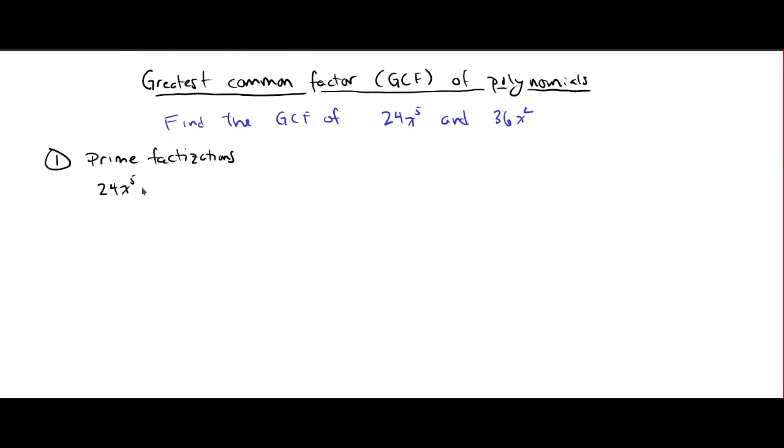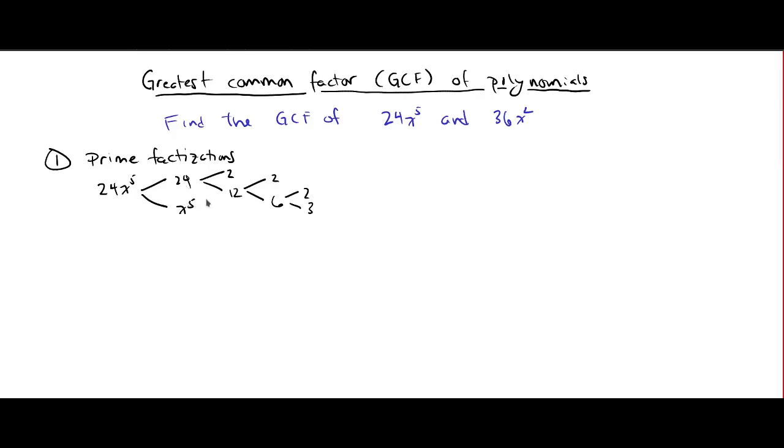So this 24x to the fifth, it's 24 times x to the fifth. And it's convenient here to split the coefficient, the number part, from the variable part. All right, so 24 is 2 times 12, and 12 is 3 times 4, or 2 times 6, and 6 is 2 times 3. So these 2's and that 3, those are all prime. So we've factored the 24 completely.